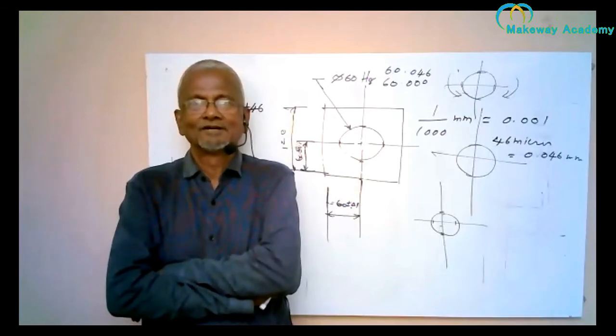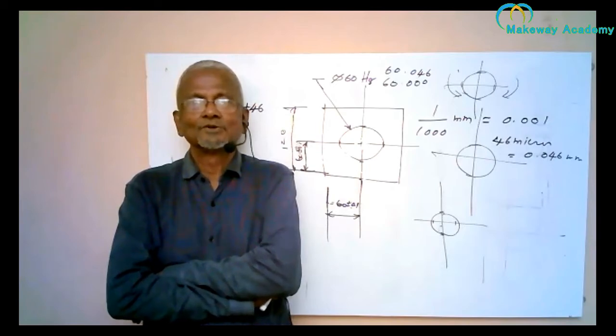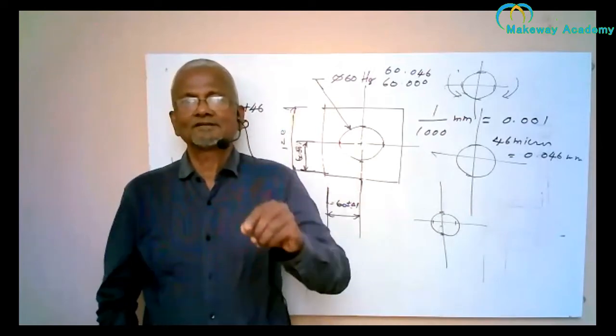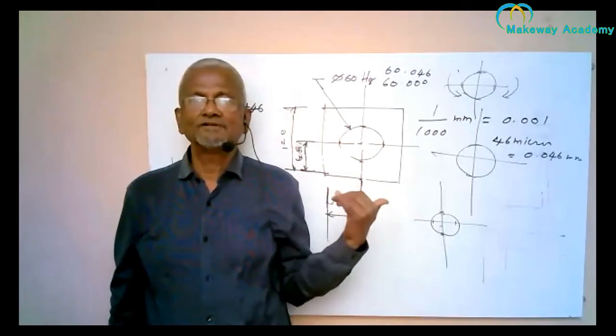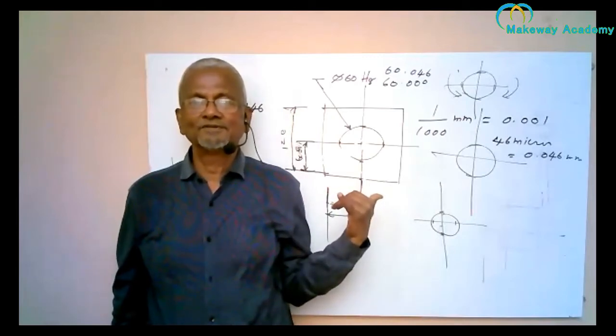Now I'm going to tell you how that requirement is shown in the drawing. The requirement, the tolerance of that hole, the allowable locational tolerance given by the designer, the design intent, how it is represented by using symbols.